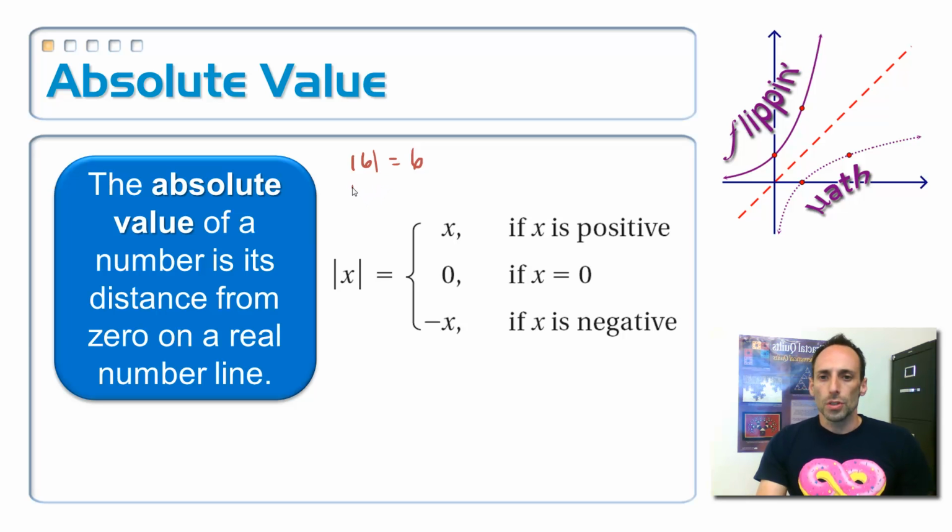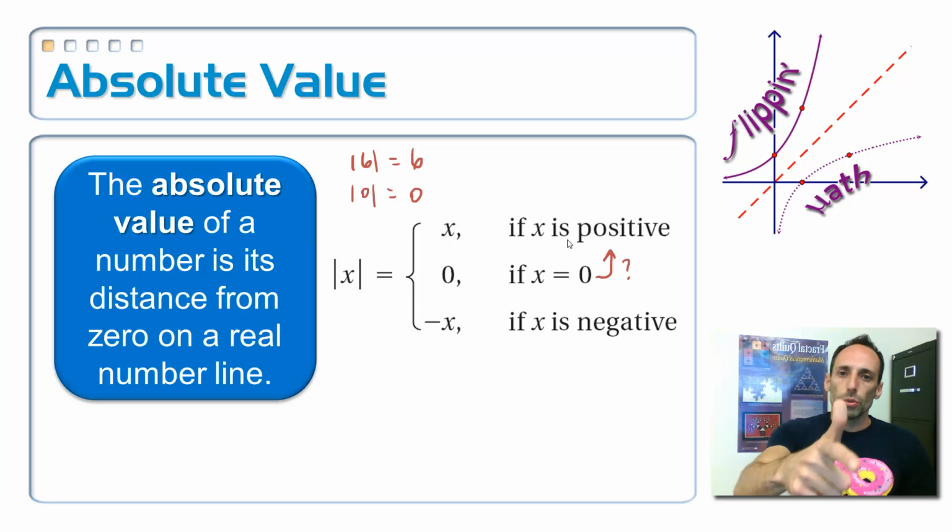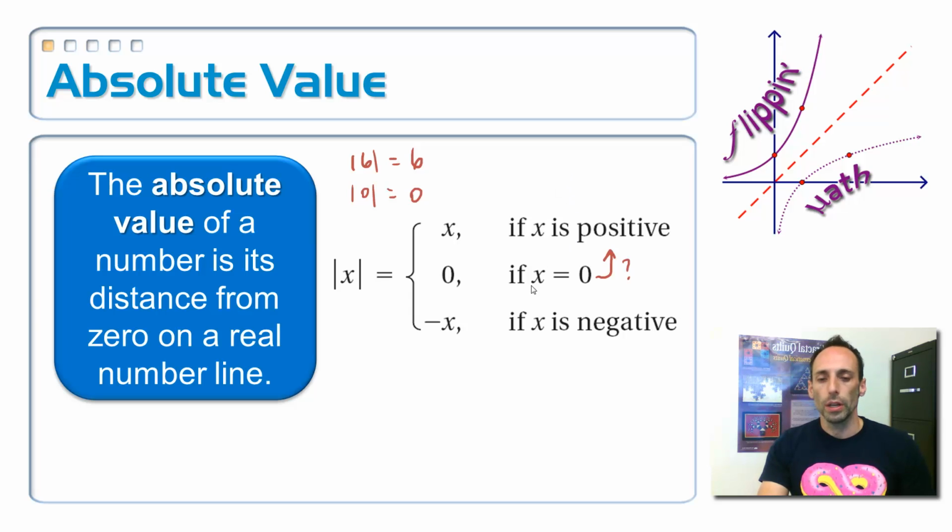Okay, so if I take the absolute value of 0, that's the middle one. If x is equal to 0, then I just get 0 back. Well, you might ask, why couldn't I use that same exact rule for 0? That's right, 0 is not positive and it's not negative. It's neither one of those. It's special.